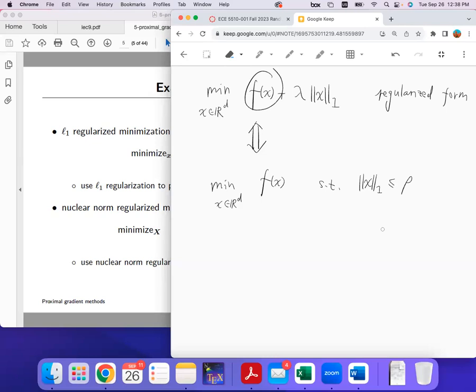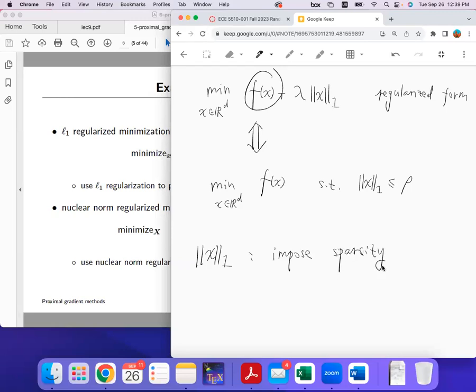And you can replace this L1 norm by any other regularization you want to use. But L1 norm is a very important regularization that we use to impose sparsity.